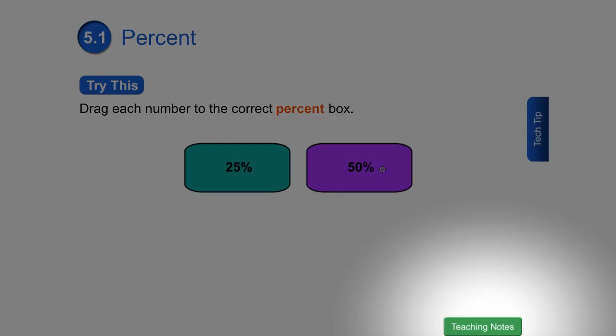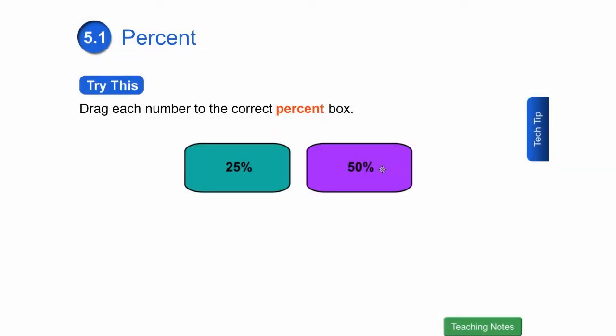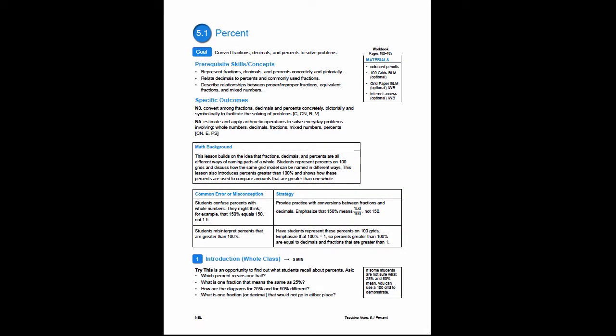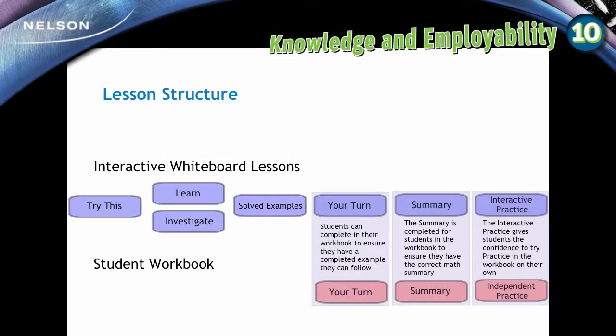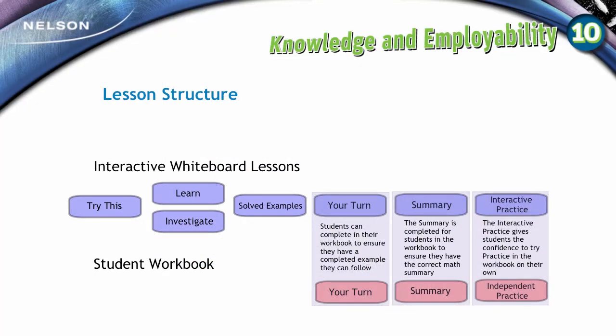Teaching notes are provided for every lesson on the Try This screen. These teaching notes include the outcomes covered in a particular lesson, math background, common errors and misconceptions, and a complete lesson plan to support the delivery of the lesson in the classroom. Getting back to the lesson structure overview, the instruction portion of the lesson begins with one of two types of lessons, depending on the topic.